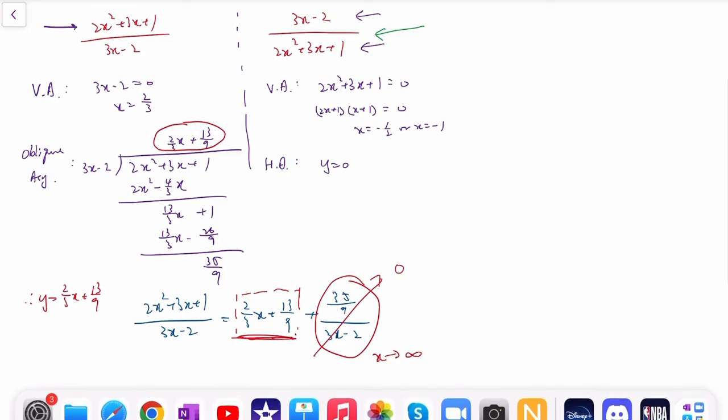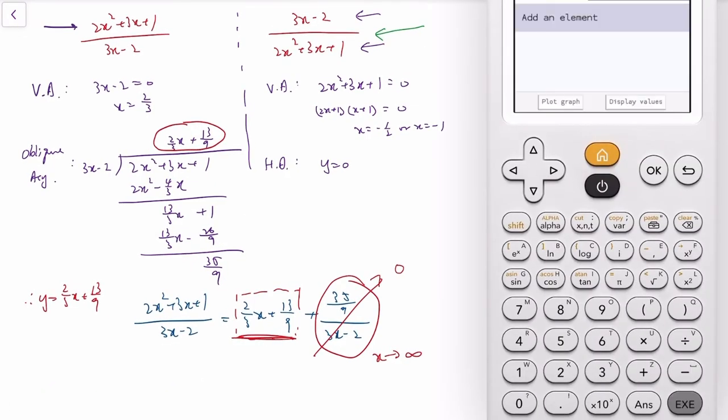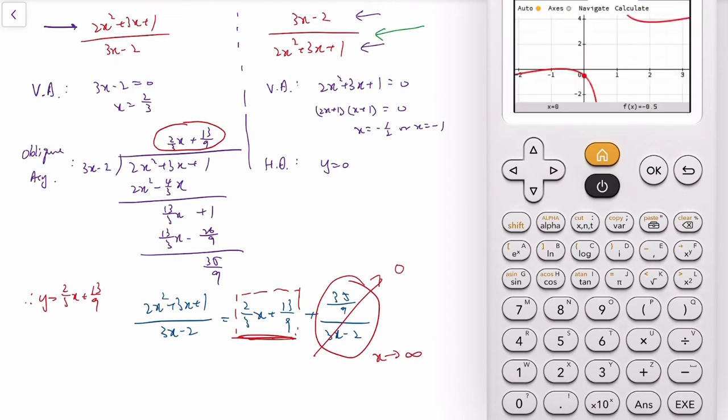Okay, in case you want to know how that graph look like, you can use a calculator to graph it. Again, to draw it by hand, you need way more analysis, such as finding maximum and minimum. But it'll be nice to show you how oblique asymptote look like. So zoom out.